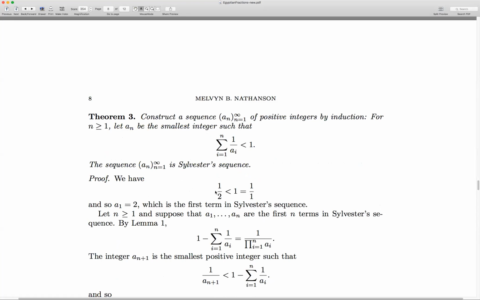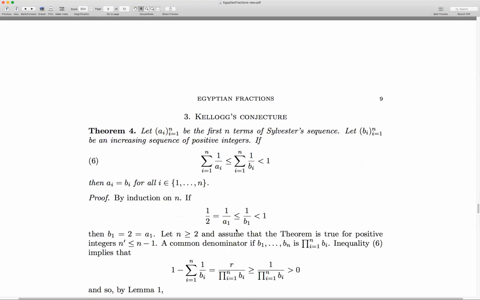And the proof is going to be by induction on n. So of course, if n equals 1, the first Sylvester number is a half. If you have one, that's all nice.